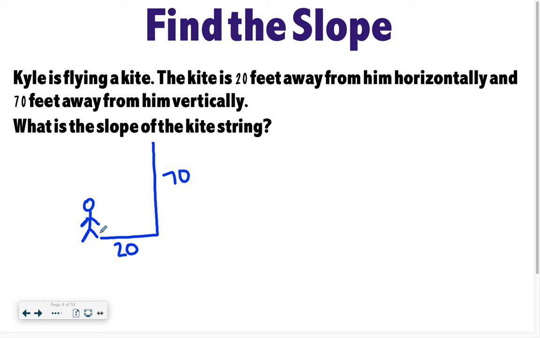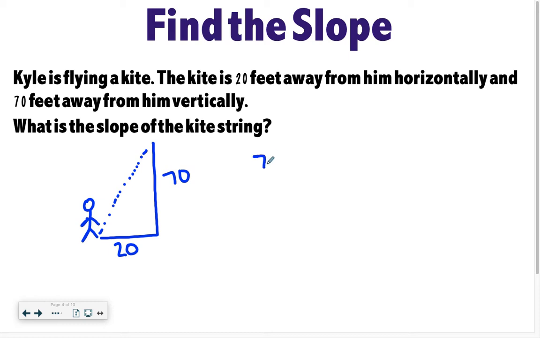So then we want to know, this dotted line is his string. We want to know what's the slope of that string. So again, you need to put the vertical over the horizontal and reduce. So why don't you guys go ahead and try to figure out this slope. Good luck.